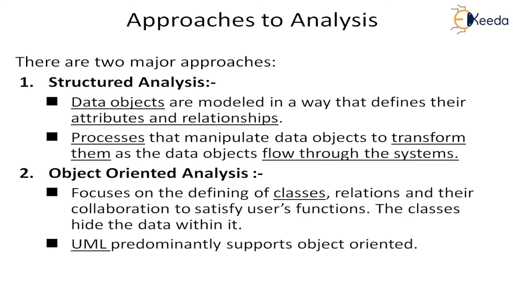So in the structured analysis, we mainly look for data objects. These are modeled in a way that defines their attributes and relationships. So two things about the data objects: we first identify the data objects, and model them in such a way that their attributes and relationships can be properly depicted. And then we have the processes. From the functions, we depict the functions in terms of data objects and processes. The processes are those units of the software that will be transforming the data objects.